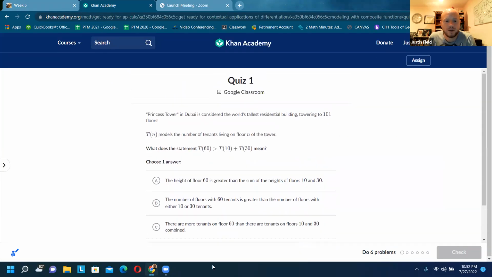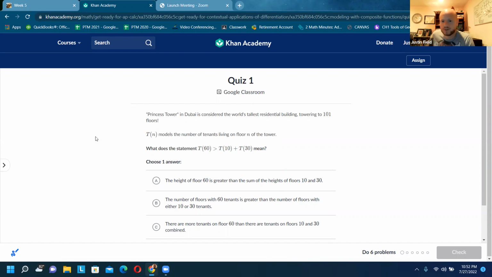And okay, I'm gonna pause this so you can read it, and then we'll start. Okay, fine. I'll just read it. Princess Tower in Dubai is considered the world's tallest residential building, towering to 101 floors. T of N models the number of tenants living on floor N of the tower. What does the statement T of 60 is greater than T of 10 plus T of 30 mean?